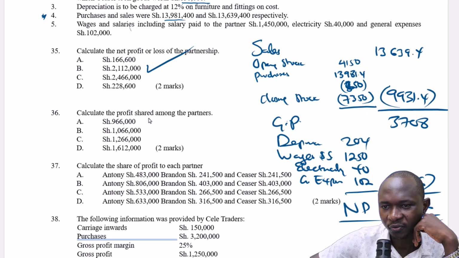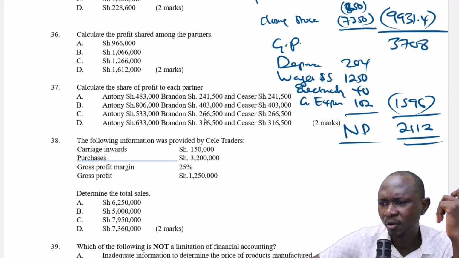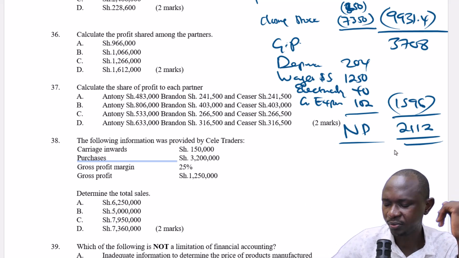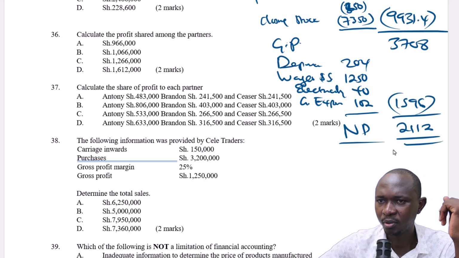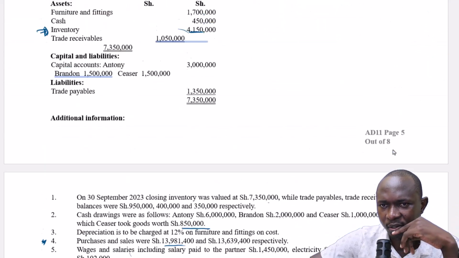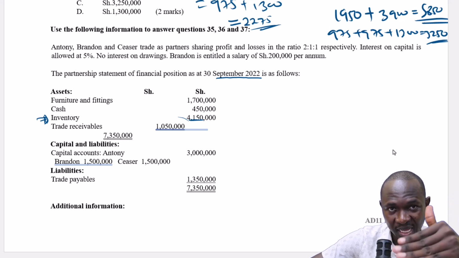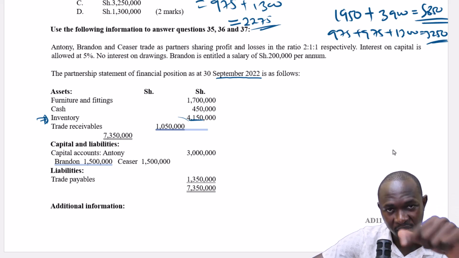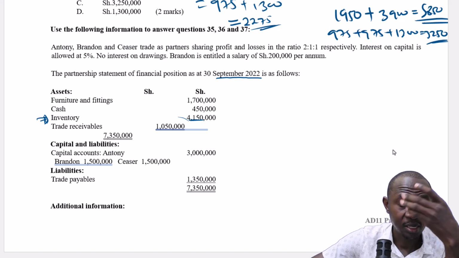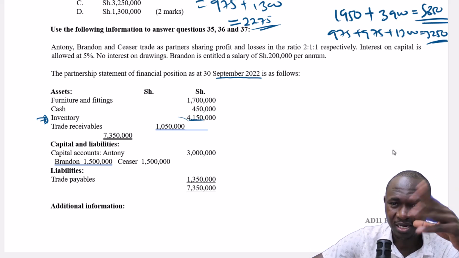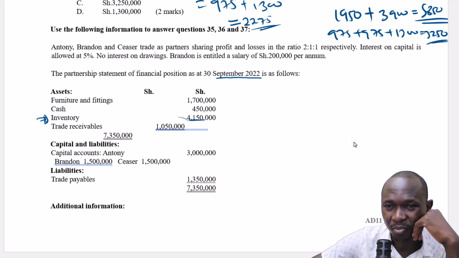Calculate the profit shared among the partners. Now, for the profit shared among the partners, we need to proceed with the appropriation account. So let's see what is contained in the appropriation account. If we have interest on drawings, we add, because it's the partners who will be paying the business. If we have interest on capital, we less, because it means that the business will be paying the partners. Partner salary will also come at this point. So anything that affects partners directly will come in the appropriation account.